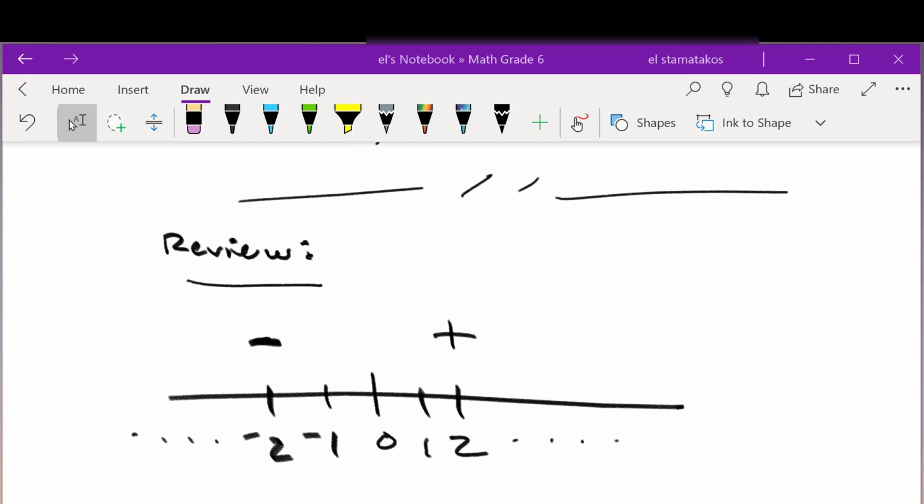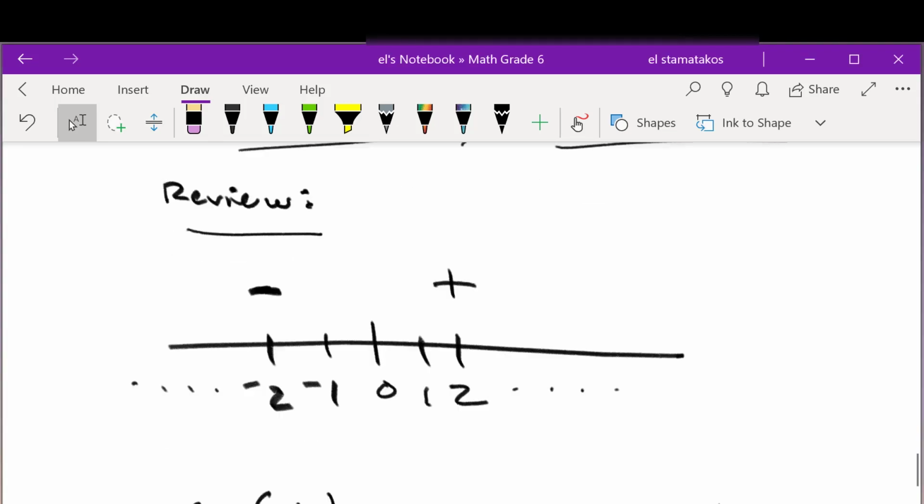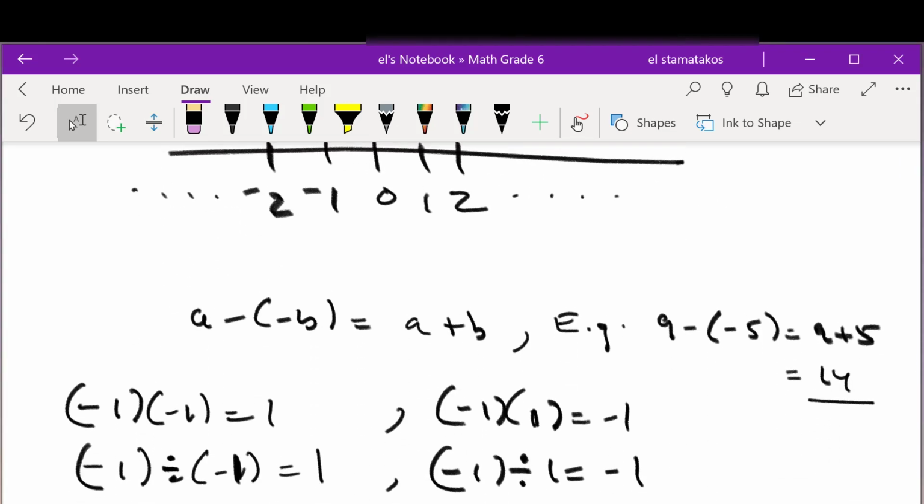If we draw the number line, and 0 is in the middle, anything to the right is plus, and anything to the left is negative. So if we go to the right of 0, we have 1, 2 onwards. And if we go to the left of 0, we have minus 1, minus 2 onwards. And remember, a minus minus b is the same as a plus b. Example, 9 minus minus 5 is the same as 9 plus 5, which is just 14.